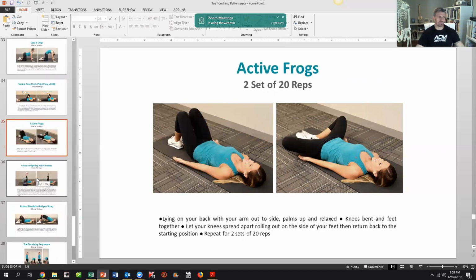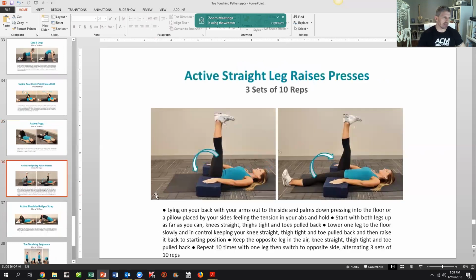Then I move into going after the antagonists, and this is one of my favorite exercises. It will give you a good assessment as to where their problem is, and it'll really highlight that client as to how weak they really are. It's the straight leg raise, or the active straight leg raise with presses.